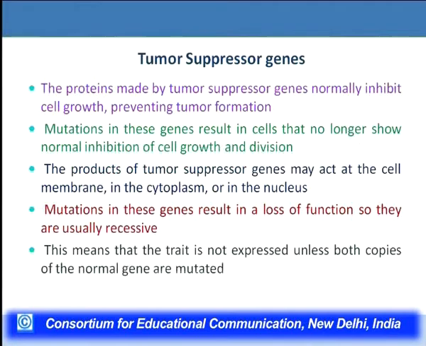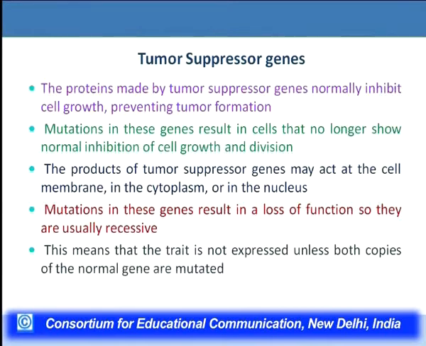Coming to the second class of genes responsible for formation of tumor, we have tumor suppressor genes. As I have told already, they normally inhibit cell growth and prevent tumor formation. Common sense suggests that if these genes are mutated, they will no longer be able to inhibit cell growth, and then of course there will be uncontrolled cell growth and tumor formation.